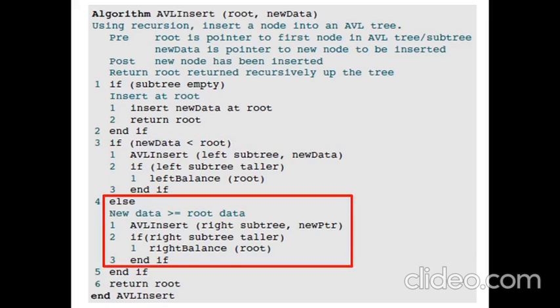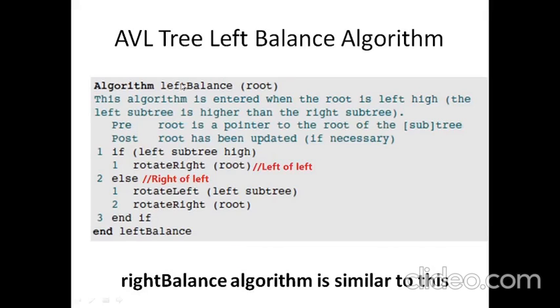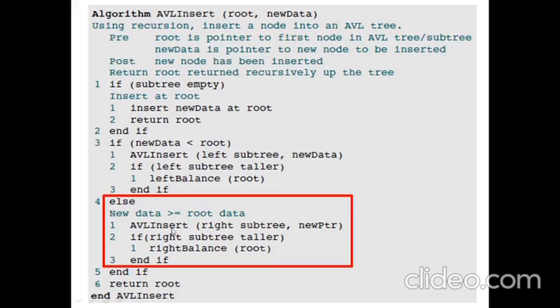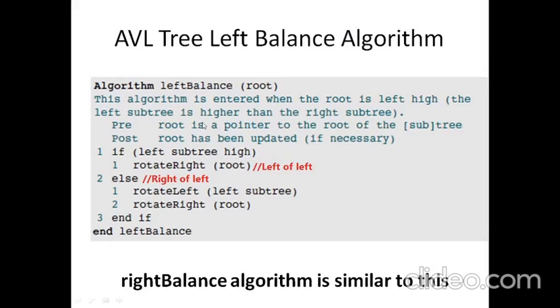Similarly, if the same situation happens in the right subtree, that is, the right subtree is higher than the left subtree, then adding a new node into the right subtree will also make it out of balance. So for that we need another algorithm, which is called the right balance algorithm. Now this is the algorithm we have for the left balance. Whenever inserting a new node into an already left high subtree is done, this algorithm has to be made use of to balance it again.